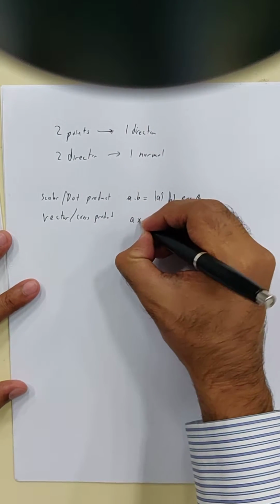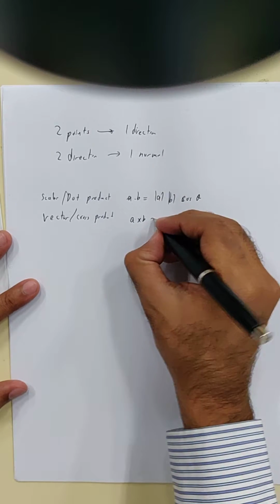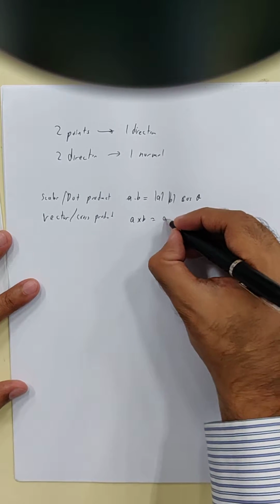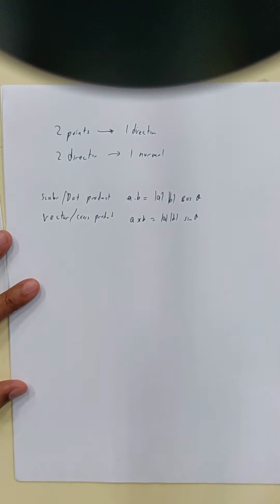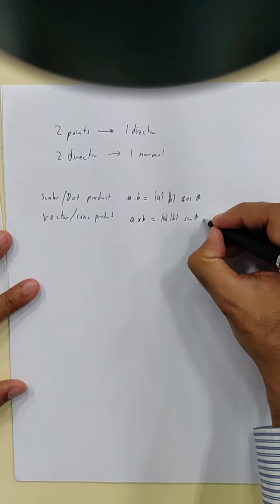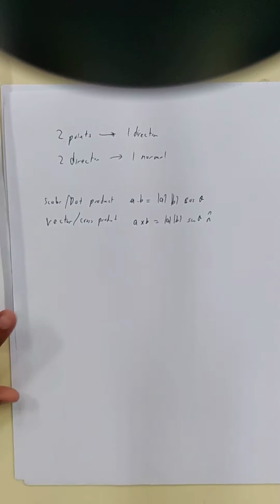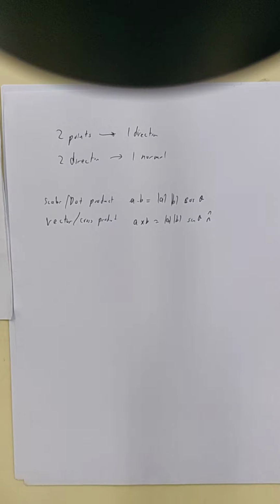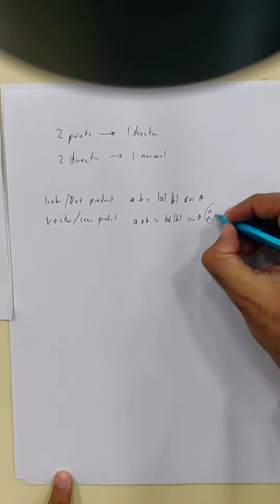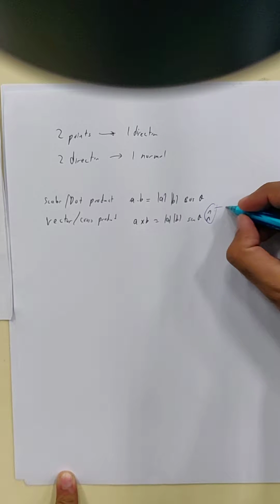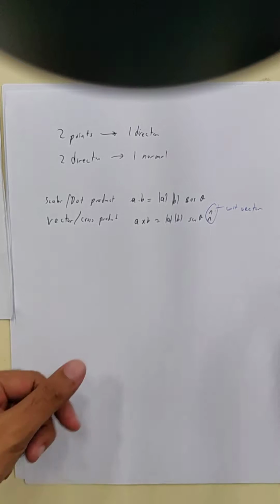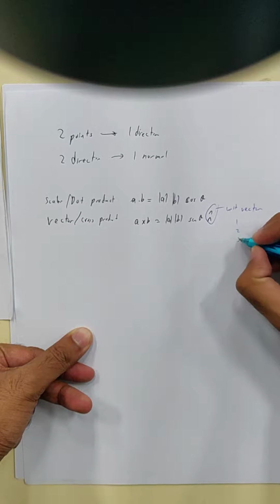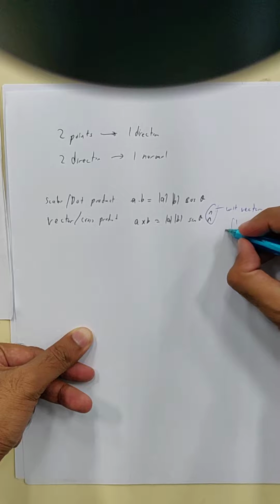which is A cross B equals to modulus A, modulus B, sine theta, and then n hat. What is n hat? It's a unit vector. If I give you something like this, 1, 2, 3, let's say this is n.